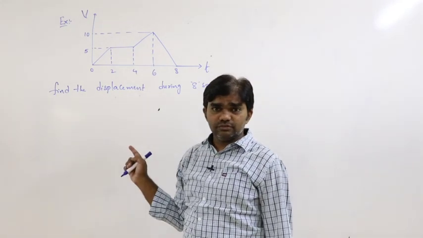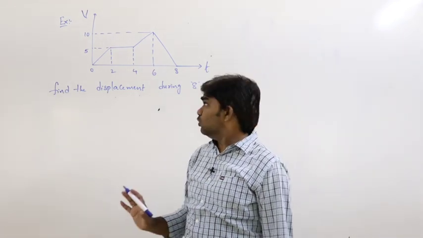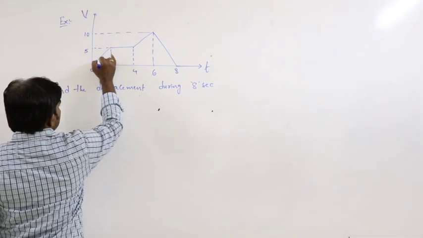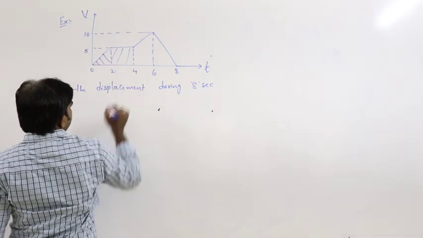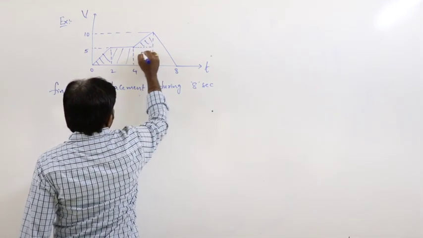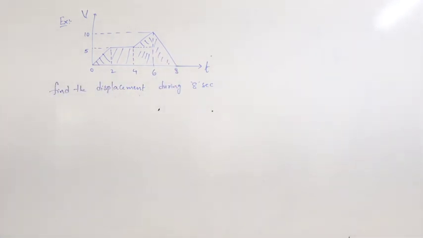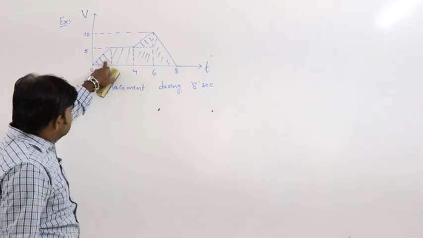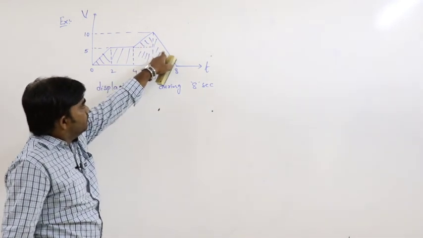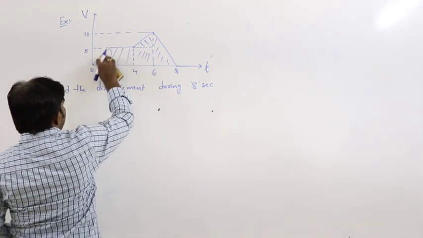In velocity time graph, how can we calculate displacement? Area under the given graph gives displacement. No doubt about that. So what are the shapes here? This triangle shape, this rectangle shape, and here we can again divide this: again this triangle shape, this rectangle shape, and again triangle shape. We have to find out all these areas. First triangle, rectangle, next triangle, rectangle, next triangle. So let us give the numbering for this.